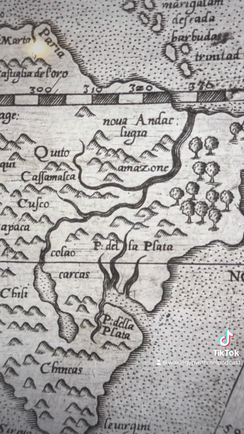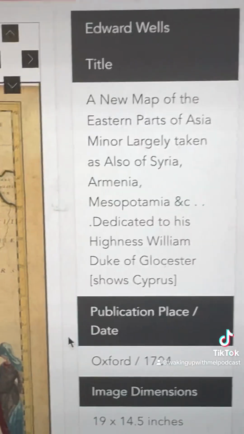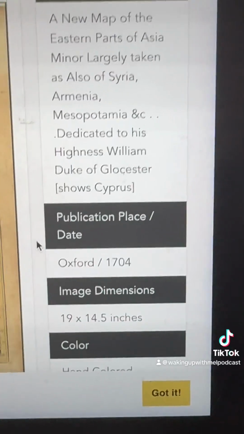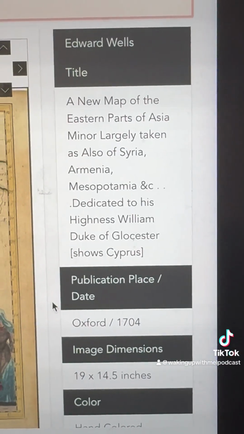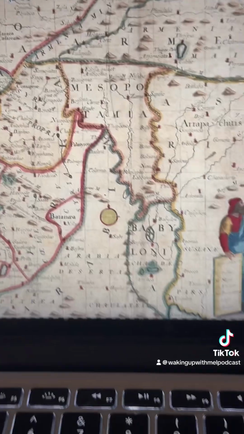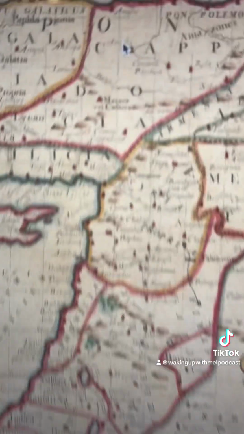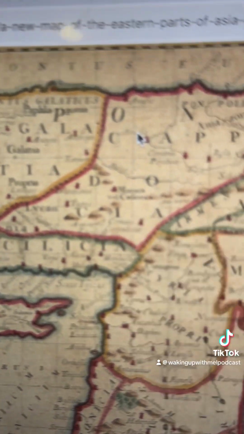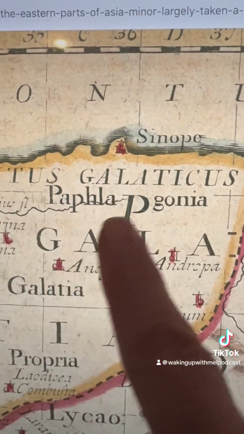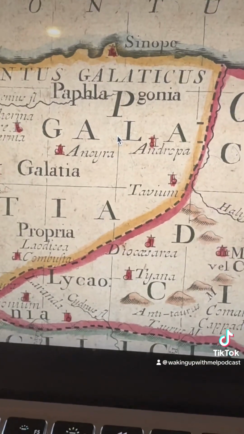Something I want to point out is the Amazons. It's always on here. And down here is Patagonia. This is where I get a little confused. So this map is from 1704, and I want to show you what I always find on these old maps. So on this map, we have Babylon. It says Asia Minor. So I'm going to go over to Asia Minor because I just told you why. And over here, you are going to find, do you see it? Patagonia. So I'm like, isn't that next to the Amazons, right?